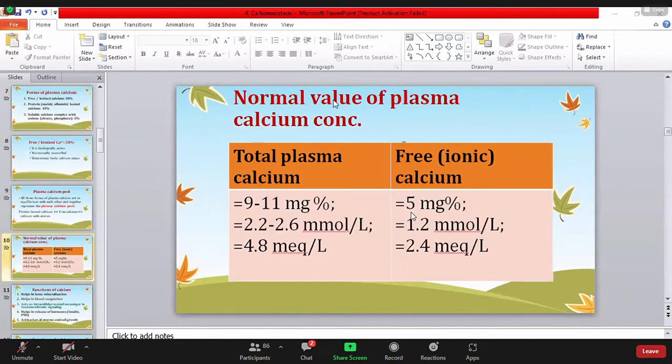Now, what are the normal value or reference range of plasma calcium concentration? This is another very, very important question for your viva. Total plasma calcium concentration in milligram per percent or milligram per deciliter unit, 9 to 11. In millimole per liter unit, 2.2 to 2.6. And in milliequivalent per liter unit, 4.8. You have to remember all the units and all the values.